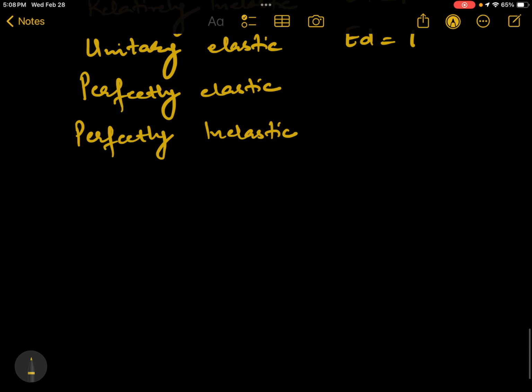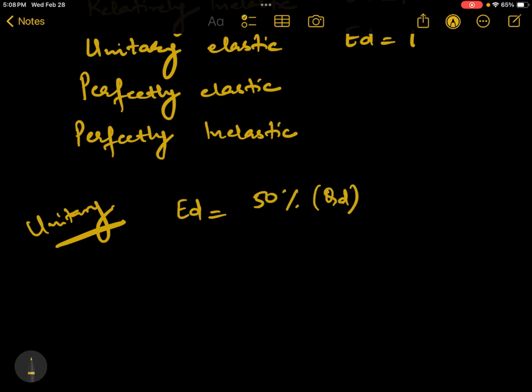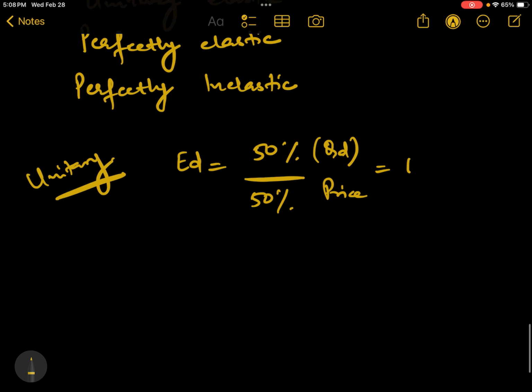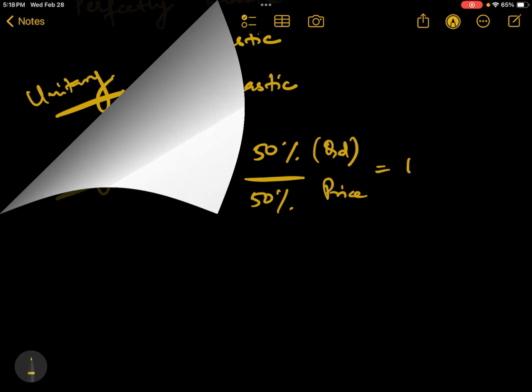So first of all, what is unitary elastic? Unitary means that the percentage change in the quantity demanded is equal to the percentage change in price. So if I have 50% change in quantity demanded divided by 50% change in price, this will be 1. So the same percentage change is happening in the quantity demanded as price.